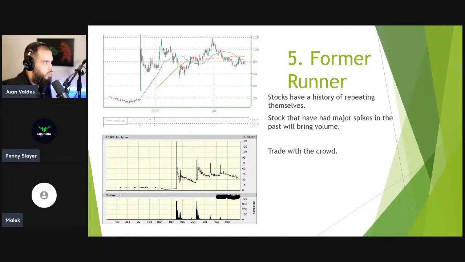You can't really teach that type of experience and instinct, where you just know this stock, how it moves, and how it's moved in the past. But you can look at companies that are former runners that moved in the past. Usually they run again if volume starts to come in, if there's some sort of catalyst. Do you guys agree with that, or do you have any experience with that?